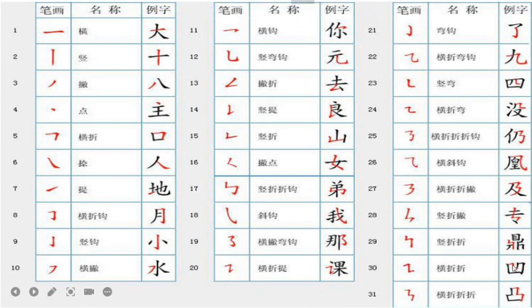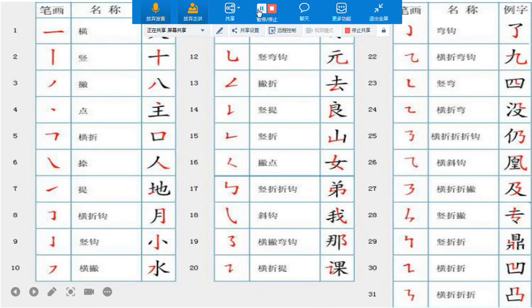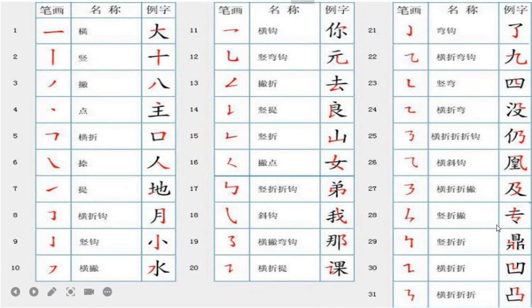横折折折钩. Okay, the last one, 横折折折. 凸 and 凹, they are opposite. They are opposite. 凸 and 凹, they are opposite.